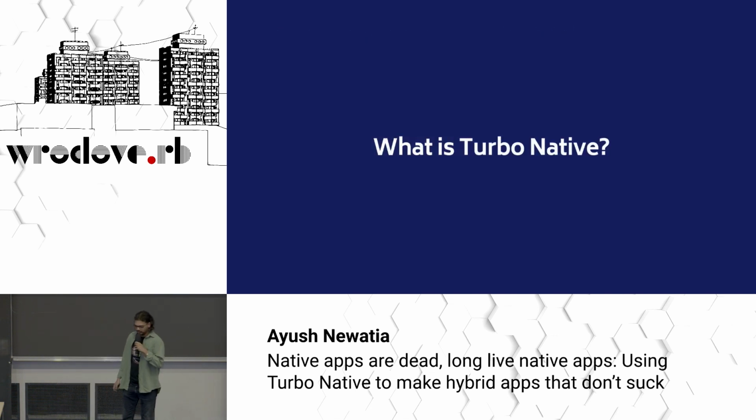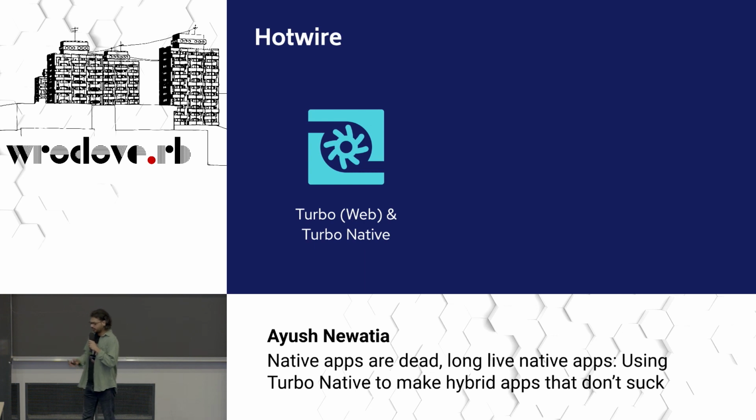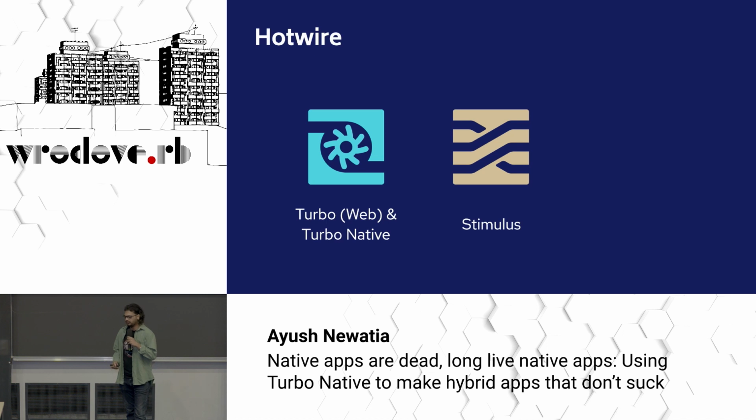So what is Turbo Native? Well, it's part of the Hotwire suite of tools, which is a set of open source front-end tools by 37 Signals. One third of the suite is Turbo, which is a JavaScript library, and it's extended by Turbo Native. The second part is Stimulus, which is a purely JavaScript library. It gives you a way to attach pieces of JavaScript logic, encapsulated in the form of controllers, to any HTML elements.